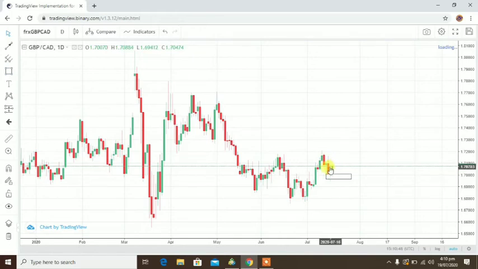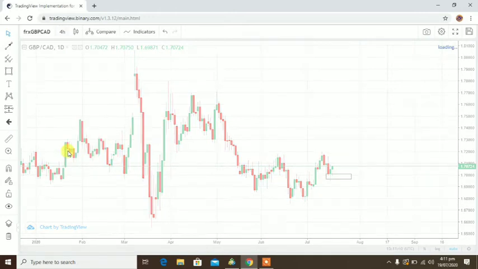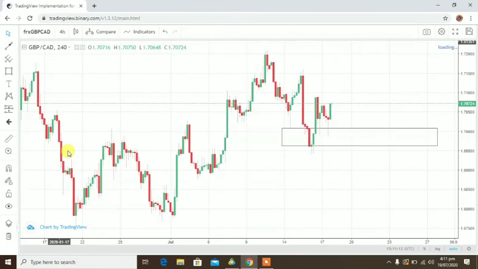As you can see, this also is a strong resistance level in the market. Price is actually retesting this level for the second time in this market. So we can see a rejection here, or price can break through this level. So we have to go to our lower time frame, the 4 hour time frame, to have a clearer view of the market.